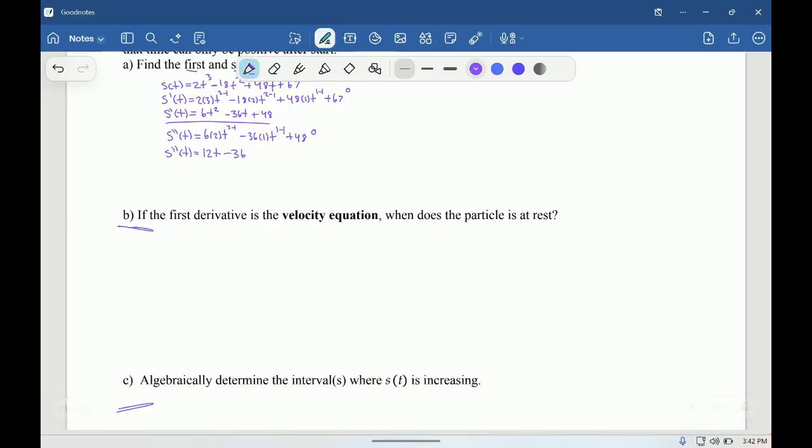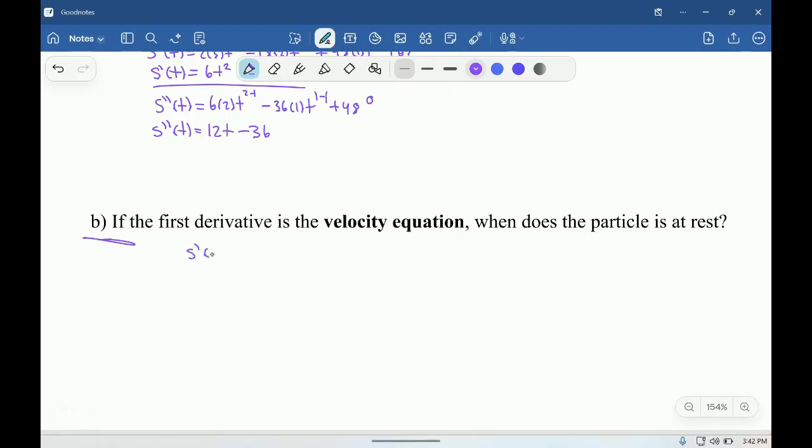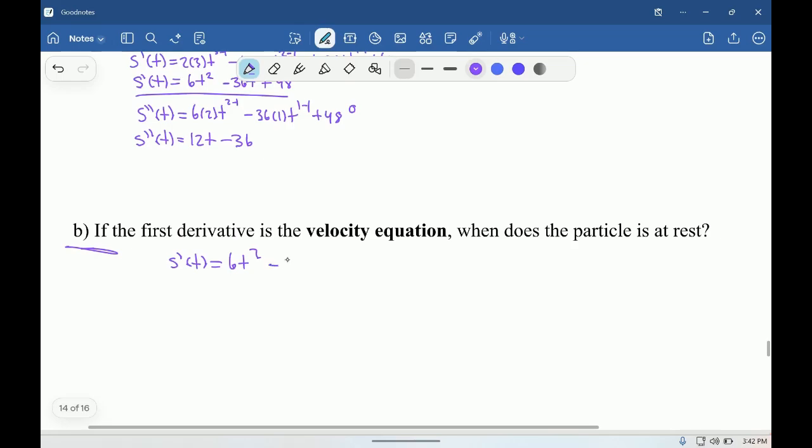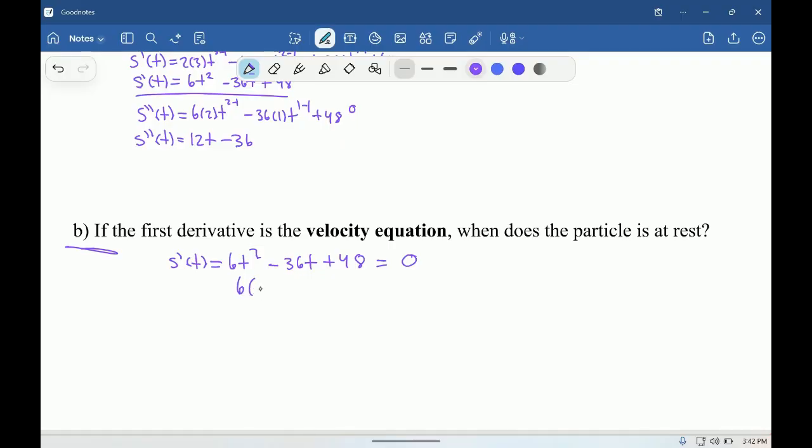For the next problem, we're going to want to use our first derivative as the velocity equation and find when the particle is at rest. So we're going to want to write down our derivative first: 6t^2 minus 36t plus 48, and we're going to set this equal to 0. Now to continue, we're going to want to factor. So we're going to factor out 6. We're going to get t^2 minus 6t plus 8, which equals 0.